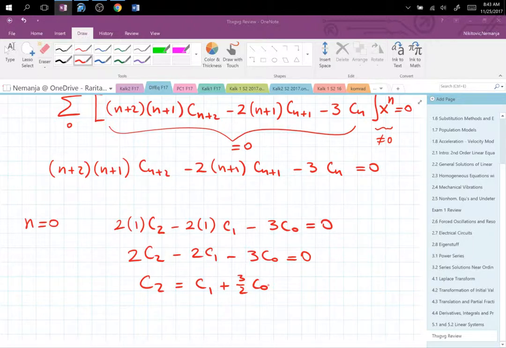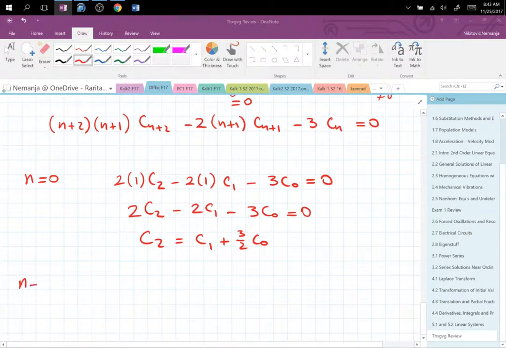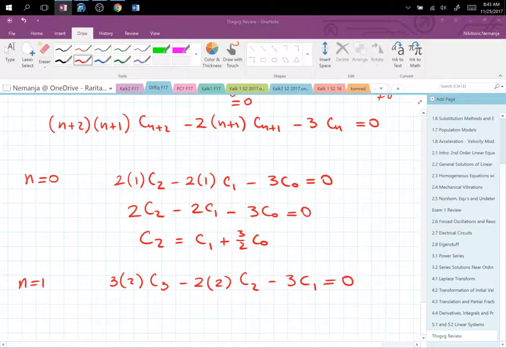So the next one is n equals 1. We go, I don't know, let's go to n equals 17, see what the pattern is. I'm just kidding. So n equals 1. We have 3 times 2, c3, minus 2 times 2, c2, minus 3c1 equal to 0.